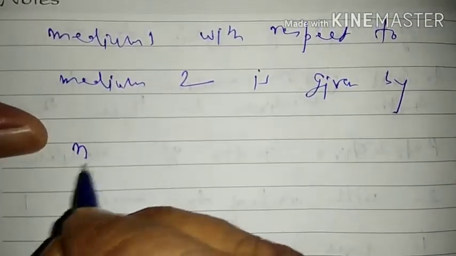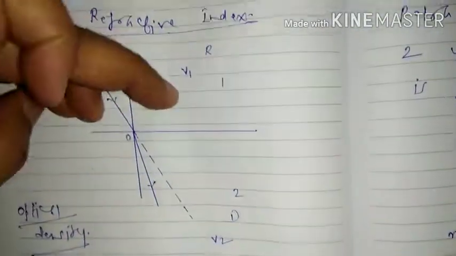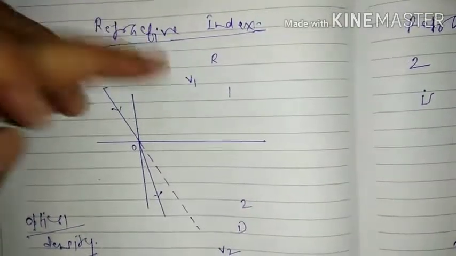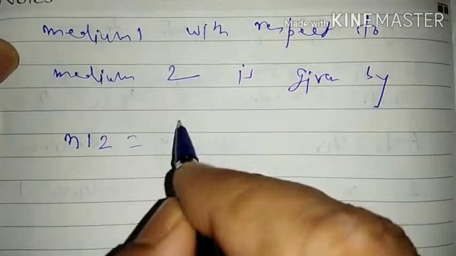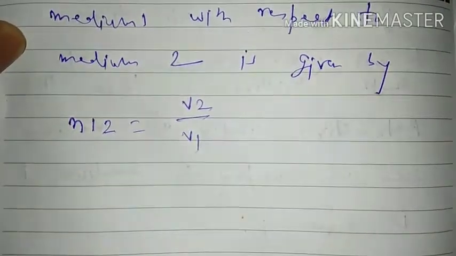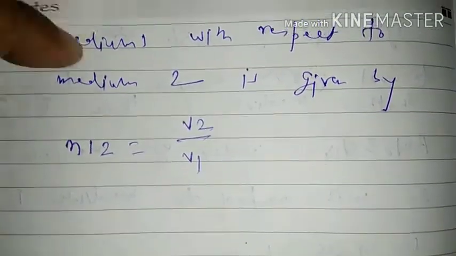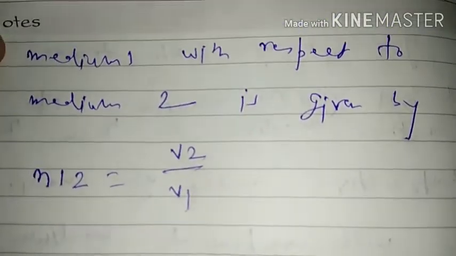This is the refractive index of medium 1. Why? Because rays of light travel from 2 to 1. So it is the refractive index of medium 1 with respect to medium 2, and this is equal to the speed of light in medium 2 divided by the speed of light in medium 1. It is something technical. Learn it clearly, and I am repeating it again.